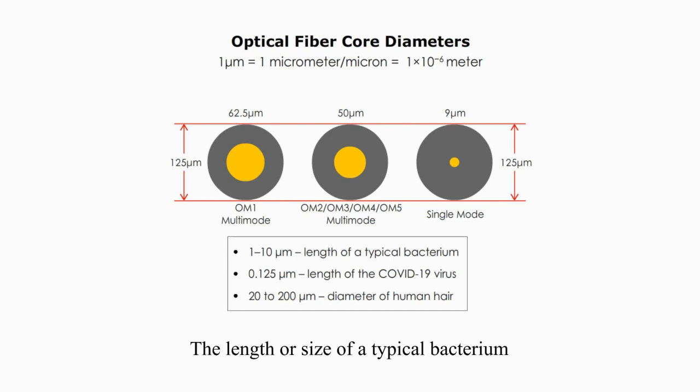The length or size of a typical bacteria is about 1 to 10 micrometers. The diameter of a human hair ranges from 20 to 200 micrometers. The size of COVID-19 virus is approximately 0.1 to 5 micrometers. These viruses are so tiny, yet they are terribly powerful.